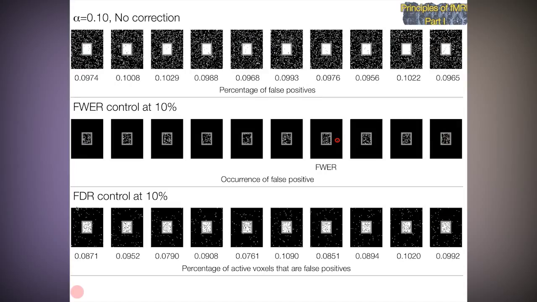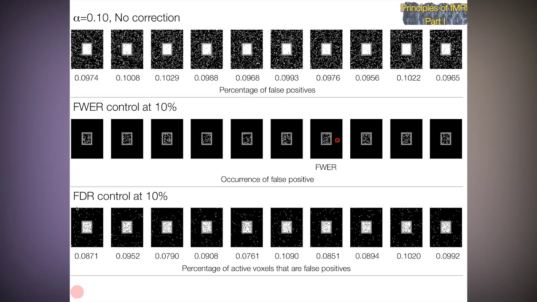So let's look at three different kinds of multiple comparisons correction. First of all, let's look at no correction with an alpha level, acceptable false positive rate, of 0.10. And what I see here is we get most of the signal inside the square, so that's good. But we have a lot of stuff happening outside the square. Those are false positives, so those are bad.